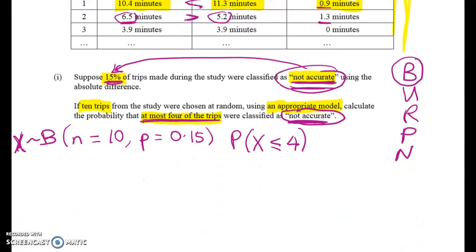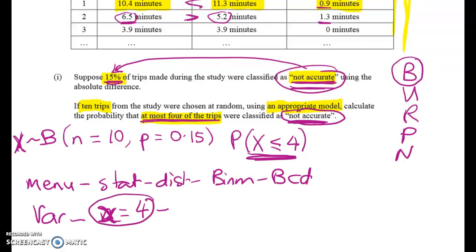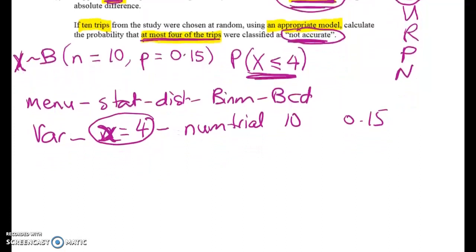Now I haven't got a graphics calculator emulator on my home computer, so I'm just going to quickly scribble down the buttons that you push on your blue calculator. So you're going to go menu, stat, dist, then you choose BinomialCD. Remember we're looking for a cumulative probability, so it's going to be BCD. Make sure your calculator's in variables, not list. And then you're going to choose x equals 4. Num trial is our n, so that's 10, and then p is 0.15, and then hit go.